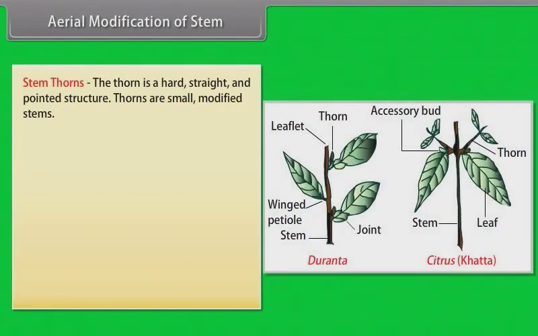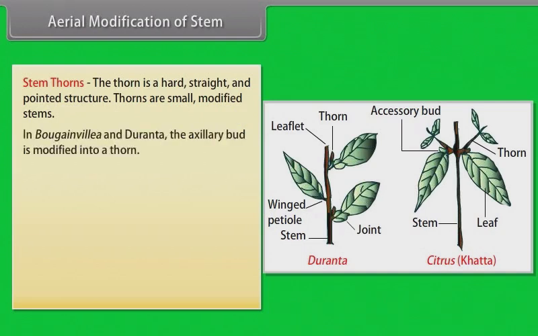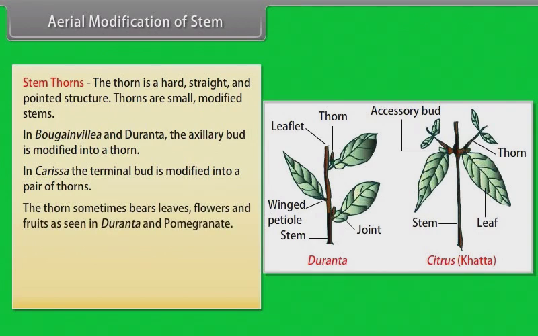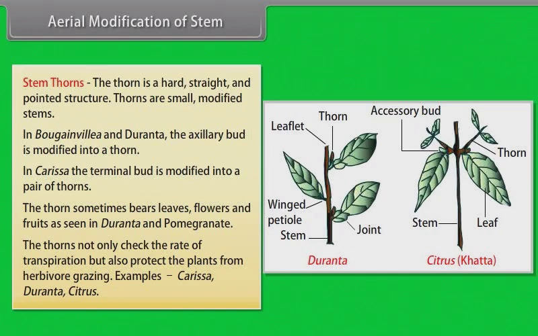Stem thorns. The thorn is a hard, straight, and pointed structure. Thorns are small, modified stems. In Bougainvillea and Duranta, the axillary bud is modified into a thorn. In Carissa, the terminal bud is modified into a pair of thorns. The thorn sometimes bears leaves, flowers, and fruits as seen in Duranta and pomegranate. The thorns not only check the rate of transpiration, but also protect the plants from herbivore grazing. Examples: Carissa, Duranta, Citrus.